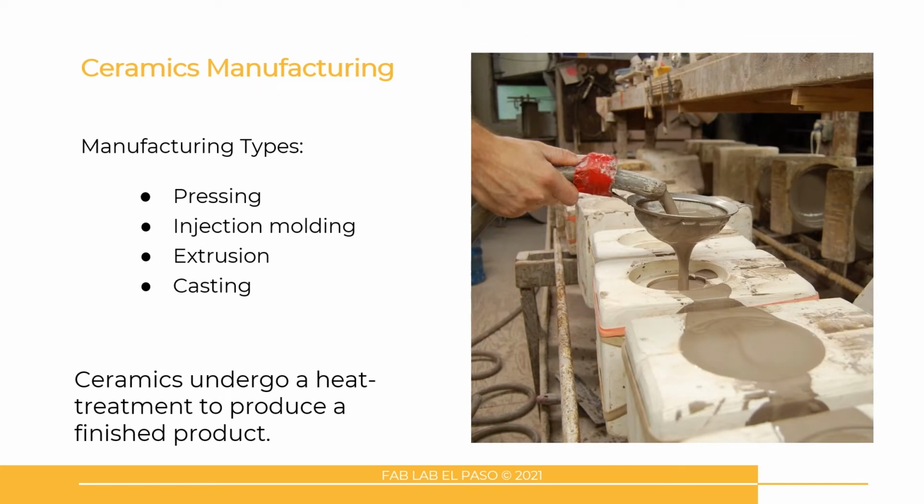Casting is a process in which ceramic powder mixed with water is poured into a plaster mold. The plaster soaks up the moisture from the ceramic mixture, consolidating the part. Next, excess materials can be poured out in order to create a hollow part. Remember, the ceramic parts produced by these methods of manufacturing must undergo a heat treatment to produce a finished part.